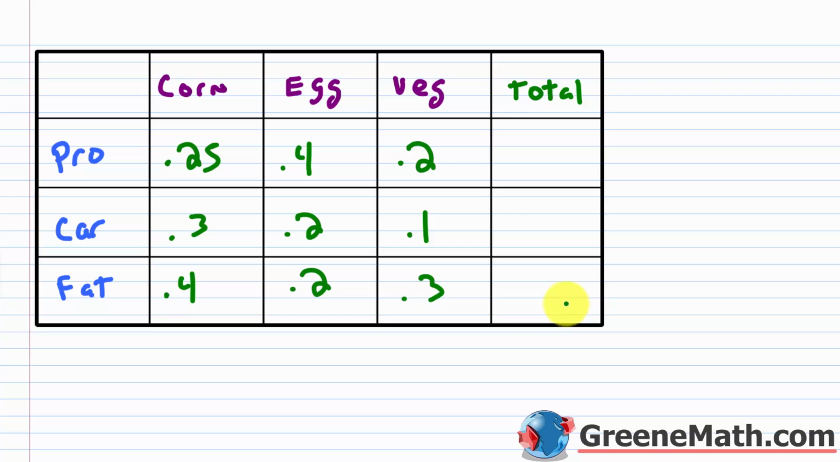Now I have a column here for the total, and notice how going across, it's all protein. It's the protein for the corn, the eggs, and the vegetable. We want to know what the protein total is going to be from these 3 sources. And again, it's based on the requirement that's given to us when we're building this health bar.